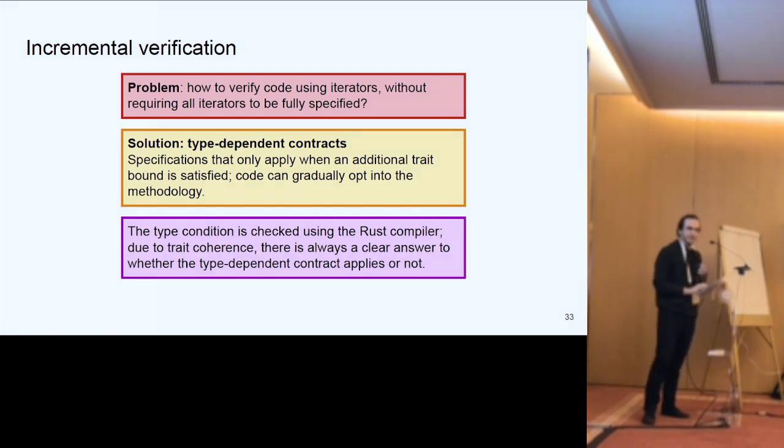also fits in very nicely with the idea of trait coherence in Rust, where essentially this is a system which ensures that for any trait method call, there's only ever one definition. So we want a very similar property, which is that for any trait method call, there is only ever one contract.